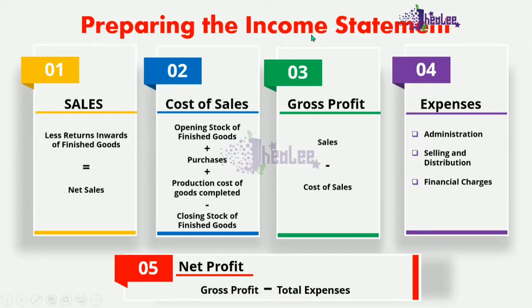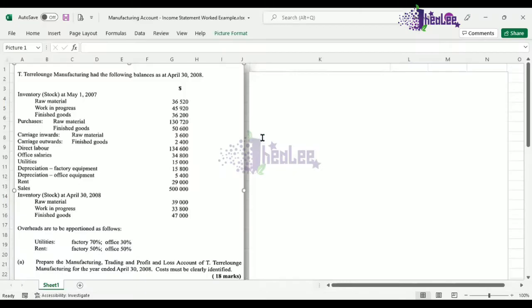So we're going to use question 5 coming from 2008. That is May 2008, question 5. Now, bear in mind that you should always read your question before you start your workings. And this question read, Tea Terra Lounge Manufacturing had the following balances as at April 30, 2008.